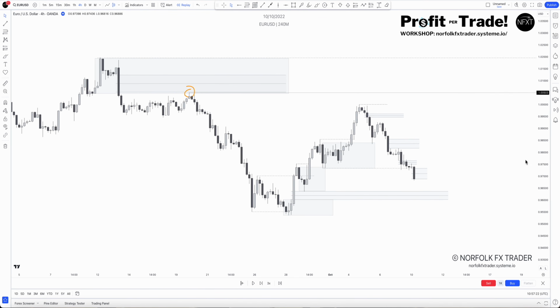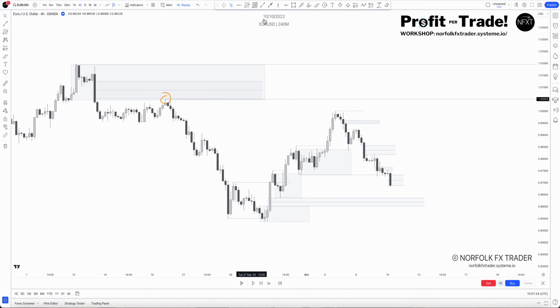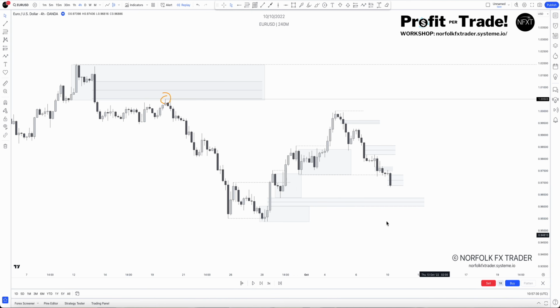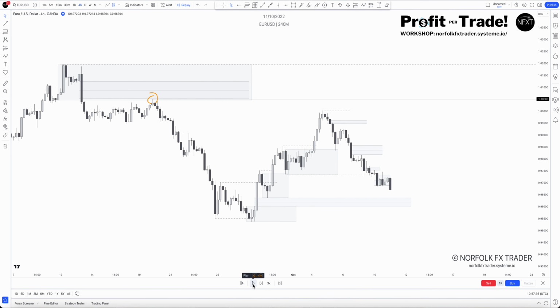Could we run through? Yes, of course. We could continue with that trend. We could see this as a move down, pullback, continuation. But what do we need to see for that? This imbalance is going to have to be closed. Let's go forward. Let's stop it there.